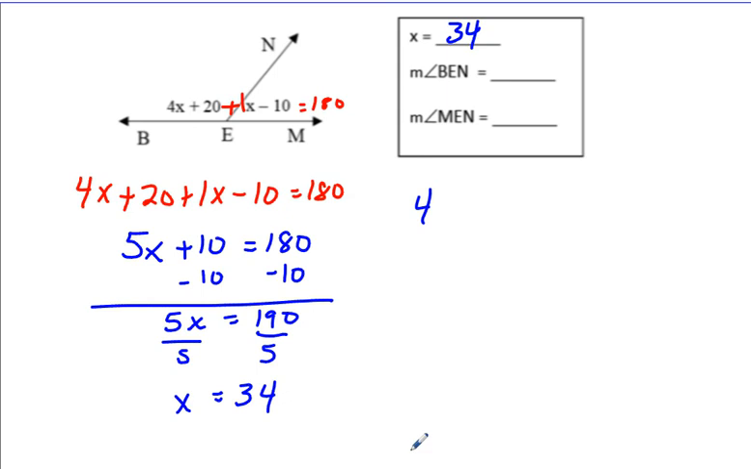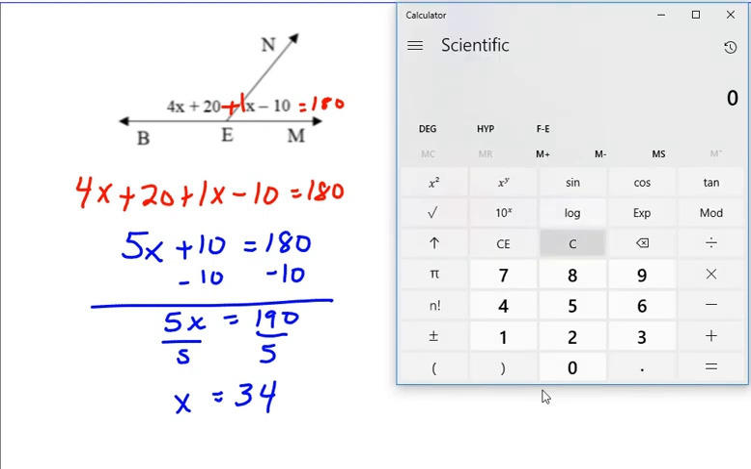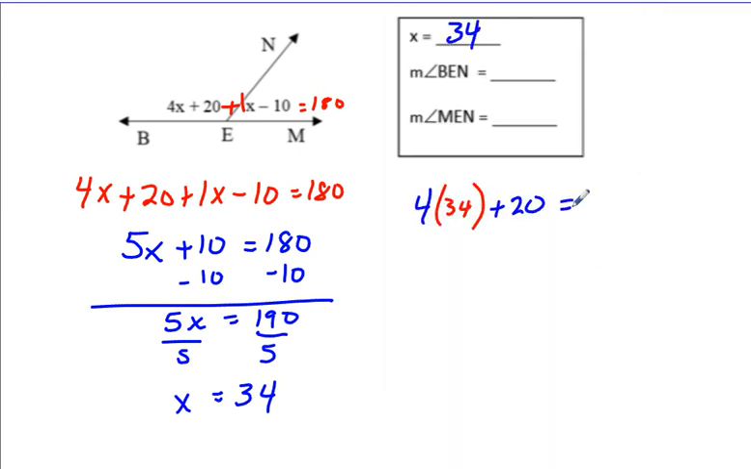So 4 times 34 plus 20 is 156. And x, which is 34, minus 10 equals 24.